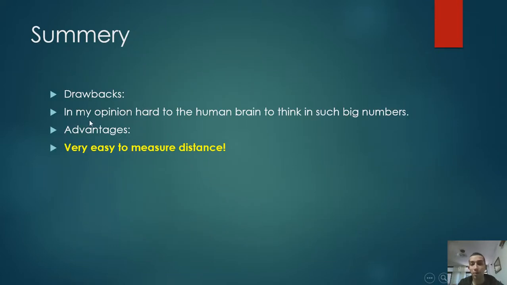So in summary, the drawback, in my opinion, is that it's hard for the human brain to see such big numbers, as you saw before, 4 million. But the advantage is that now it's very easy to measure distance because we are in Cartesian coordinates.